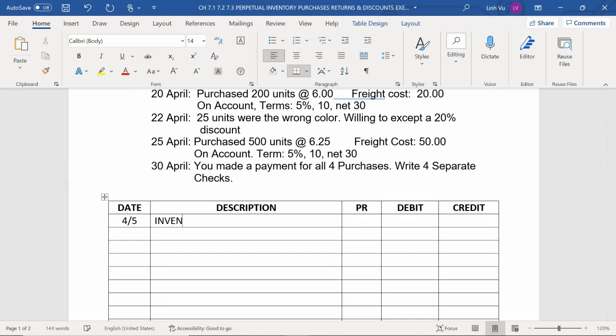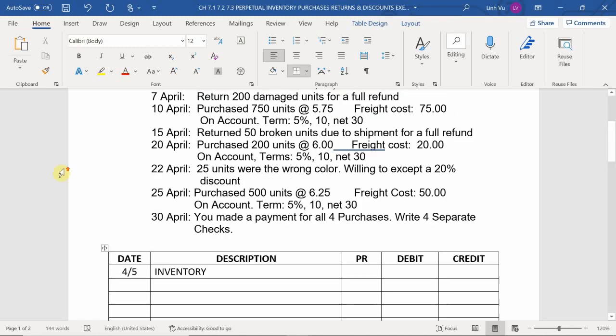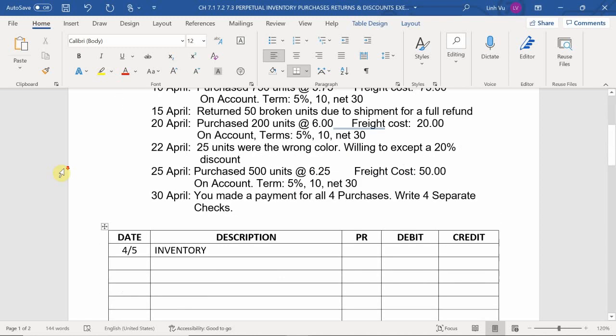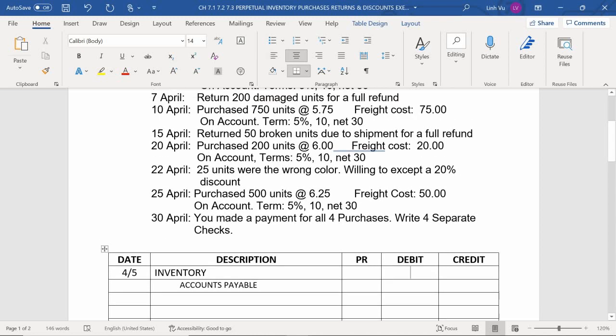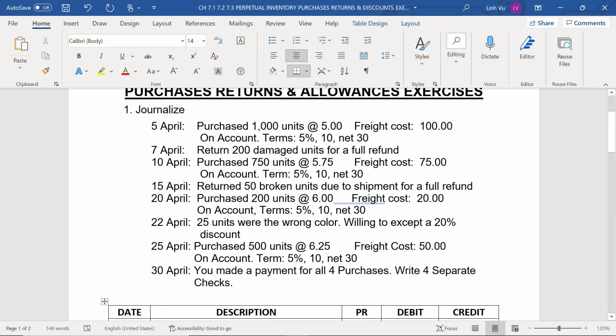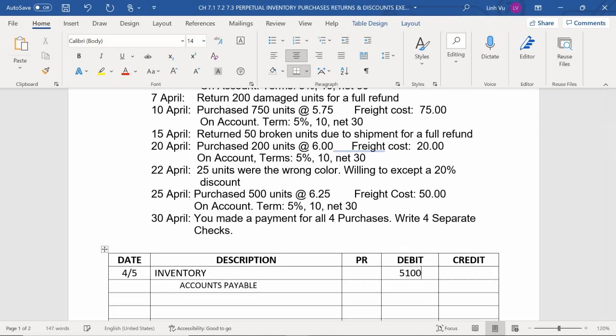Oh, it's on account. So accounts payable. Okay, good. Now, how much is going to be the amount? 5,100. Good. The purchase price is 5,000 plus $100 freight, which gives you a total of 5,100.